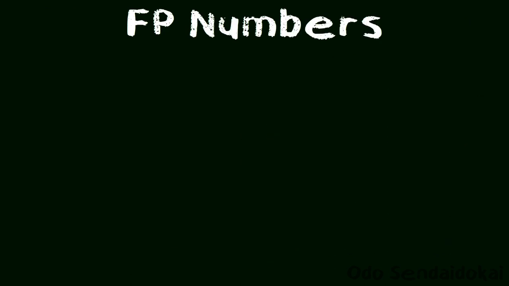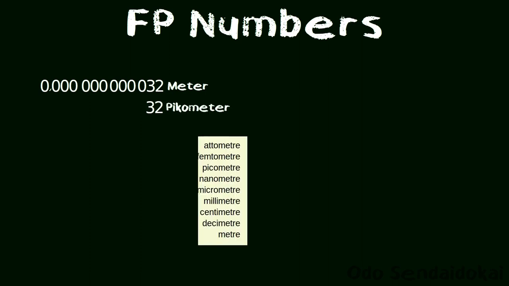So why do we need these numbers now? In the natural sciences, numbers are often much smaller, for example, like the atomic radius of hydrogen, about 0.00000000032 meters. In other words, a number with 10 zeros, or simply 32 picometers.